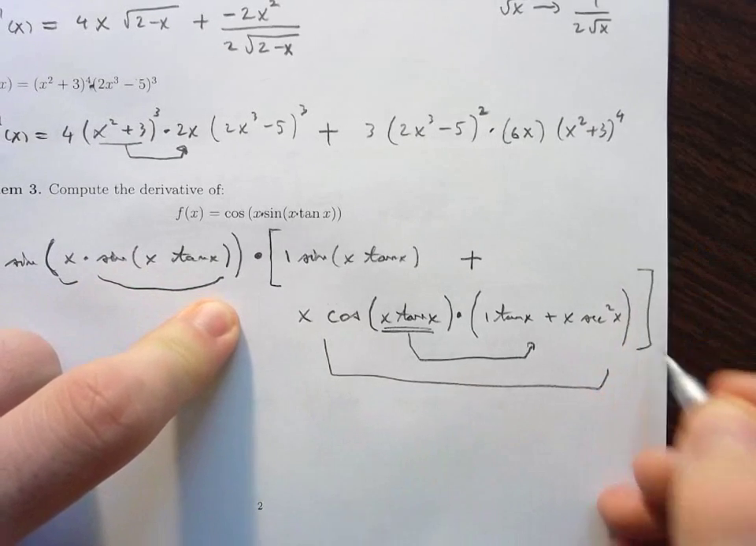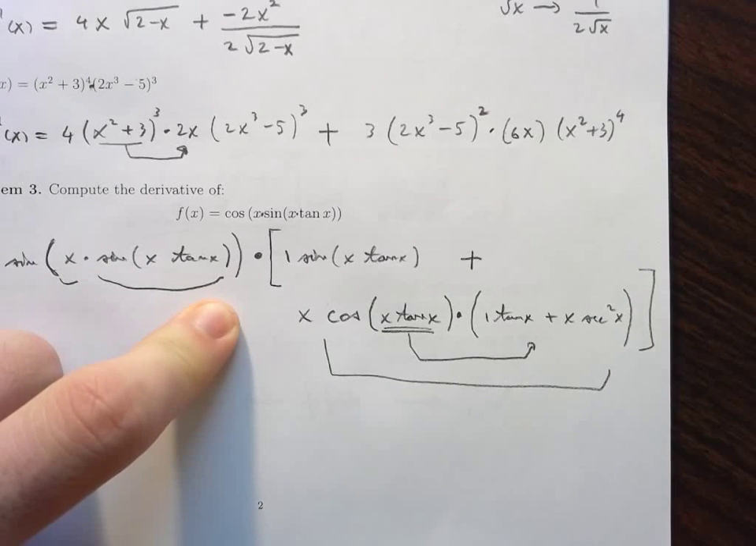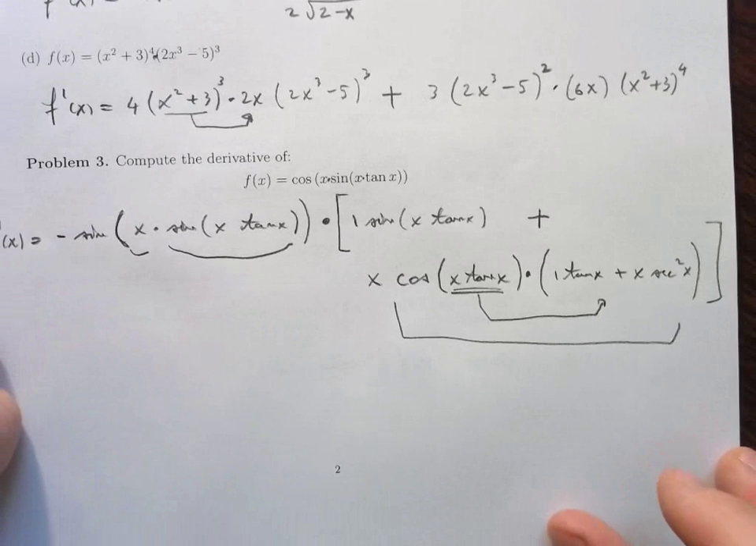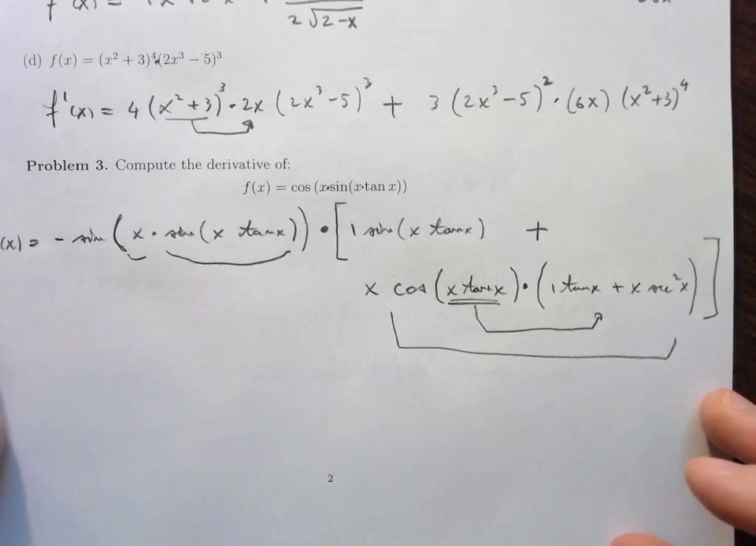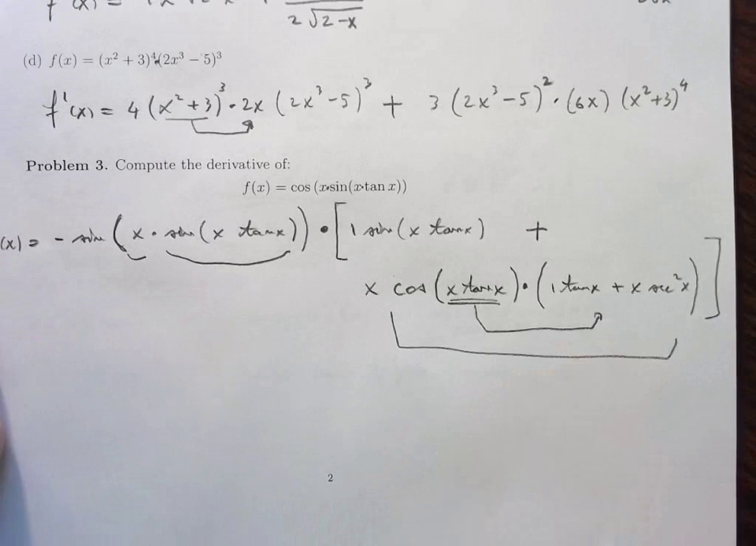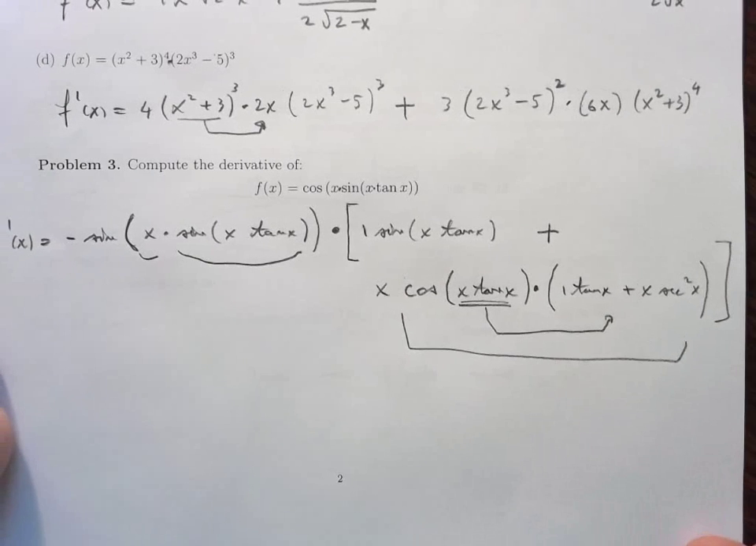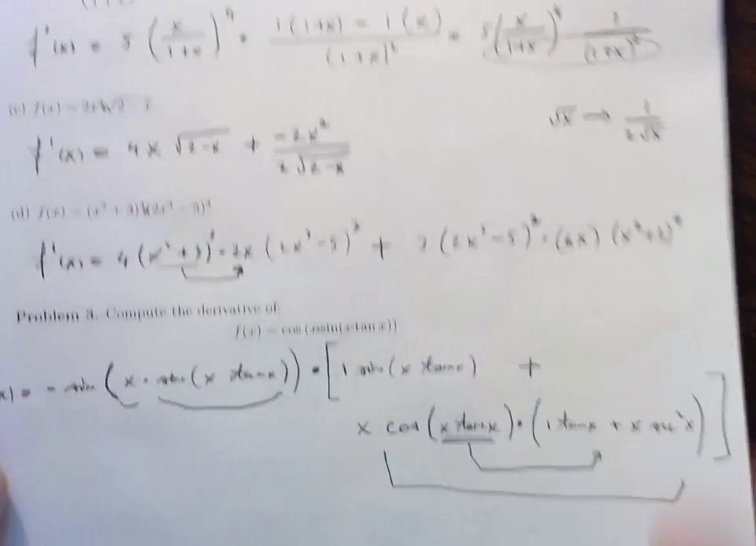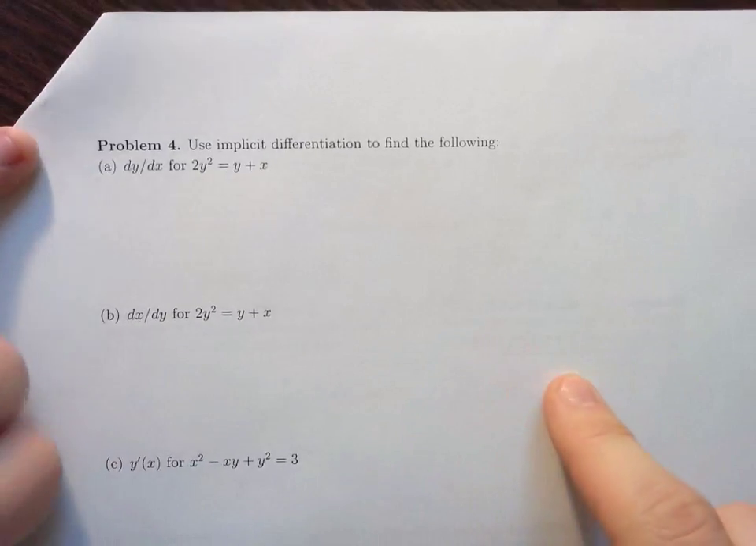So that finishes off my problem. Right, so it's quite complicated looking and quite a few steps involved. You got to be able to keep track of all of the nesting that's going on here to get the correct answer. Alright, let's move on to problem 4.